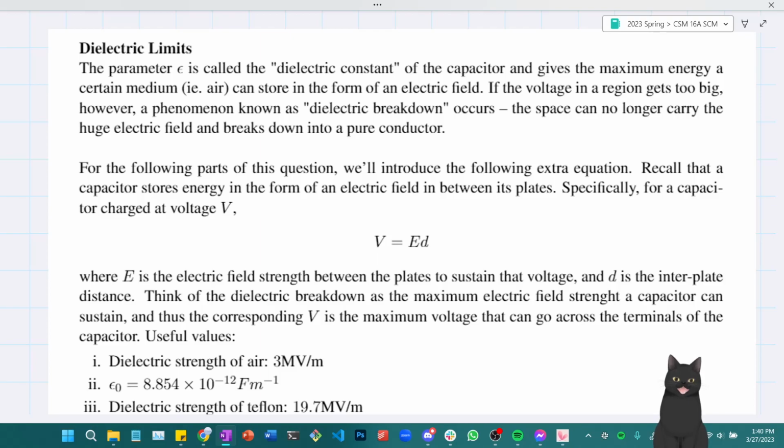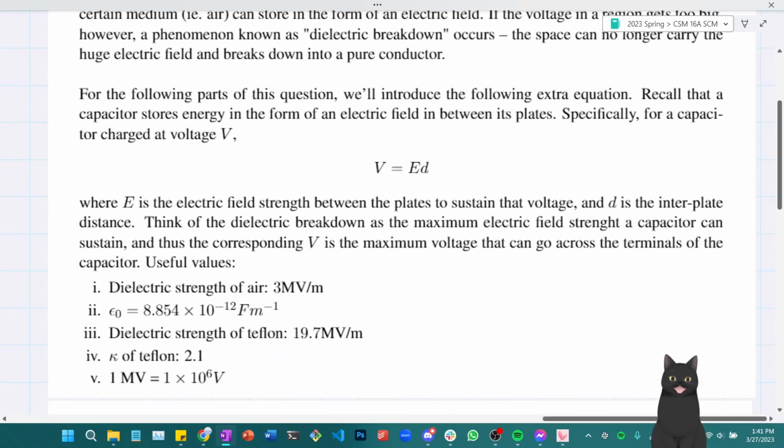But if dielectric breakdown happens and your capacitor explodes, then the capacitor is broken and it breaks down into a conductor, because it can no longer charge and store charges as a capacitor can. So for the following parts of the question, we will be exploring this phenomenon.